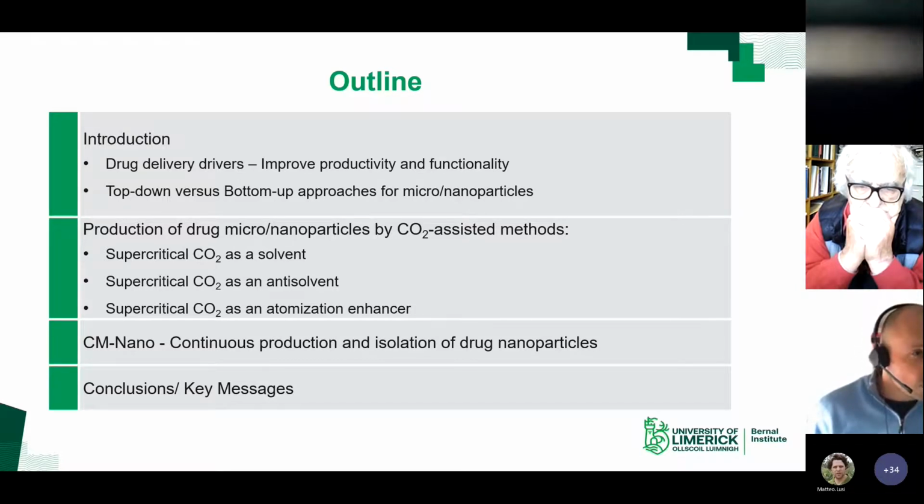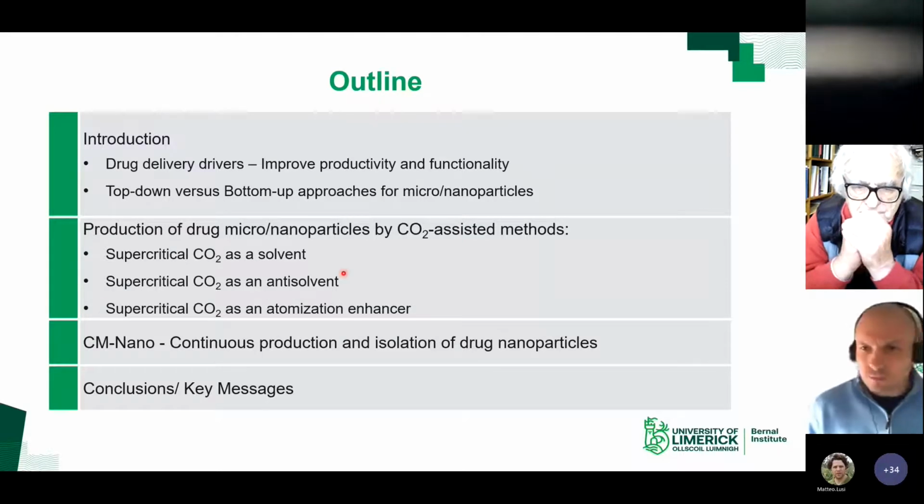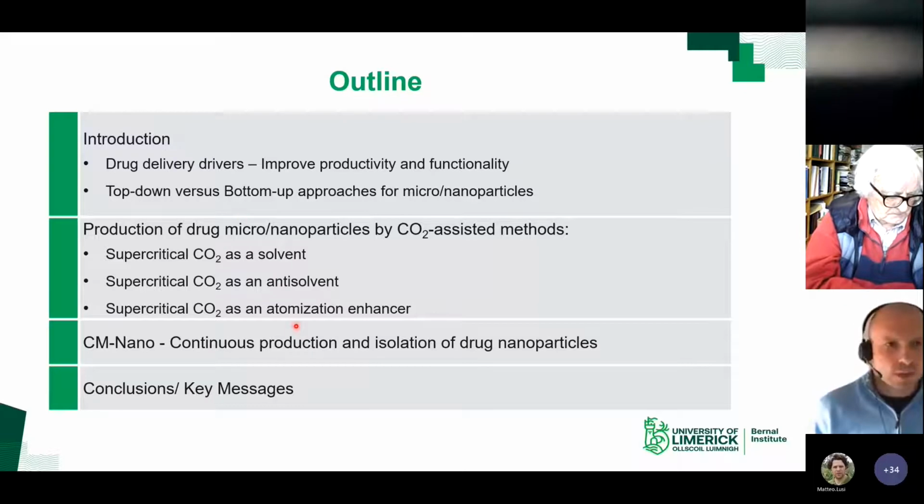I'll just try to pick up the laser pointer. I think it was here somewhere. Okay, here it is. Yeah. So moving along without any further delays.